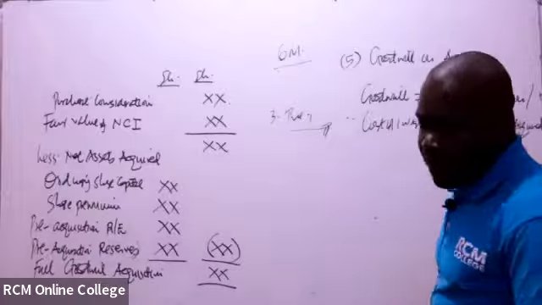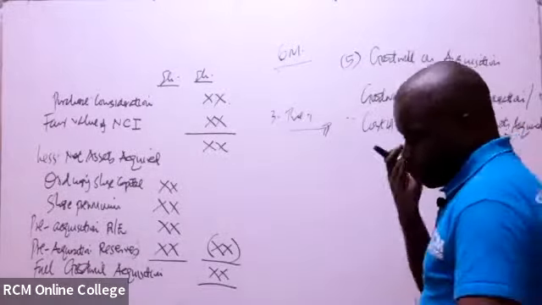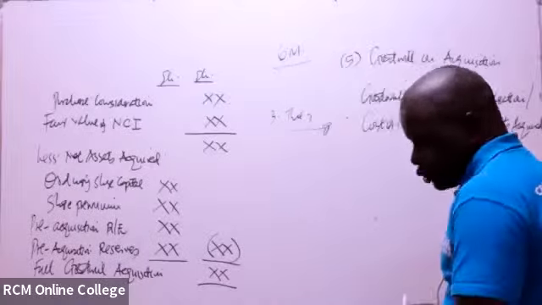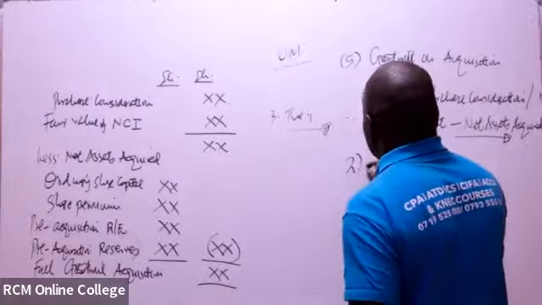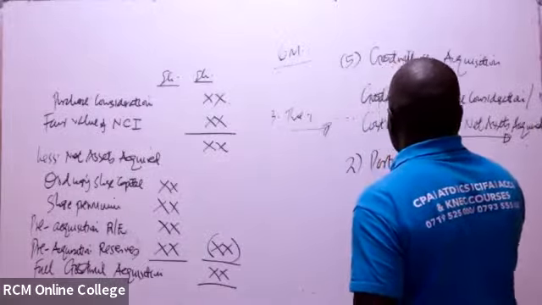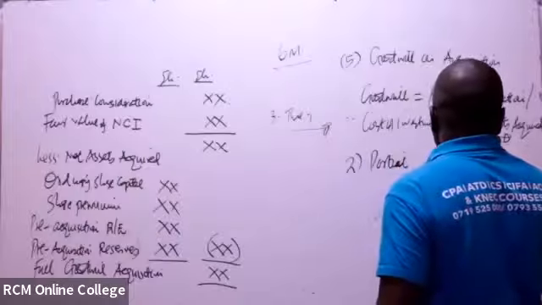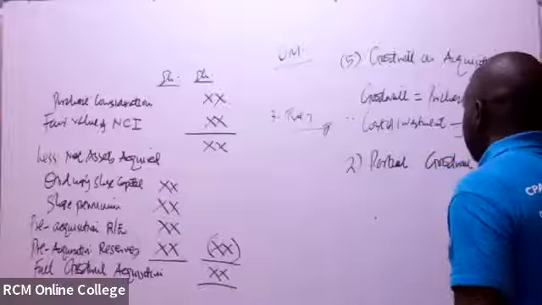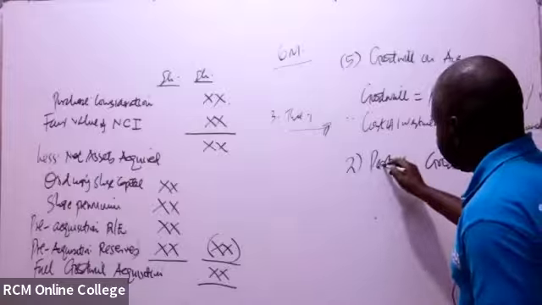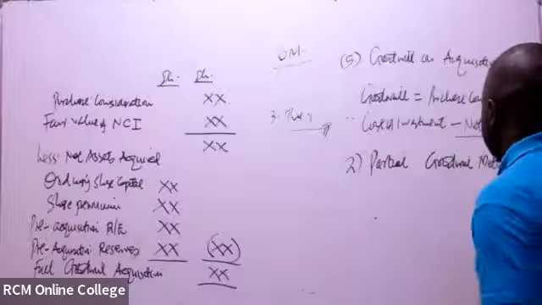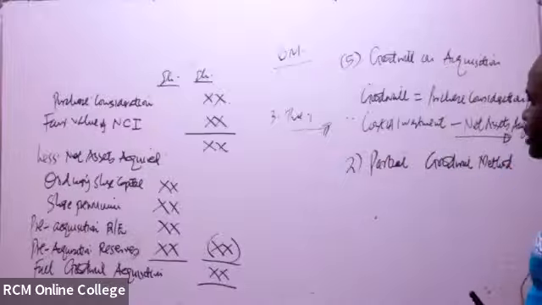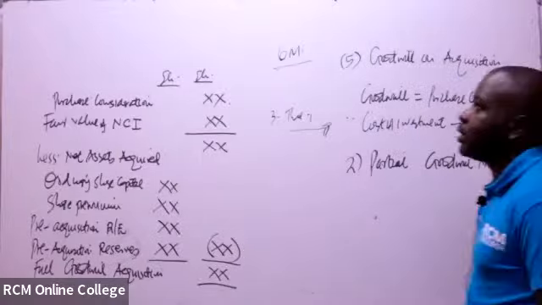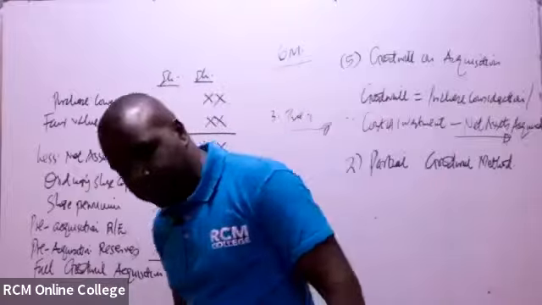So number two, we have what we call the partial goodwill method. You write this about the partial goodwill method.